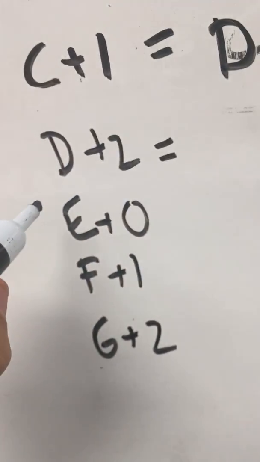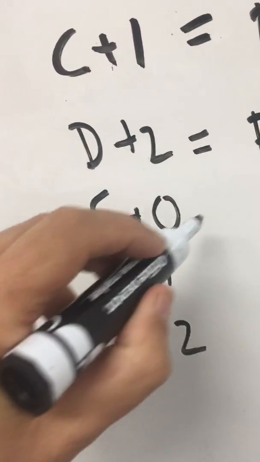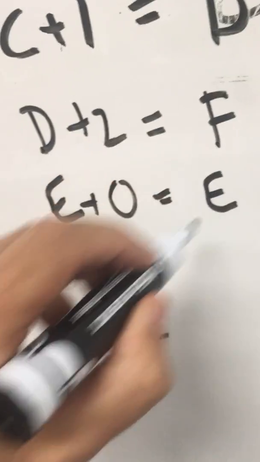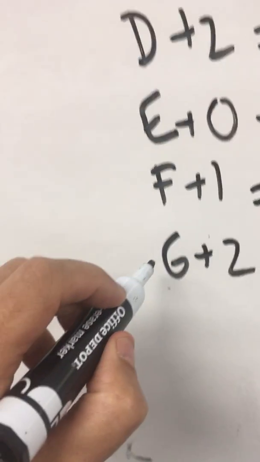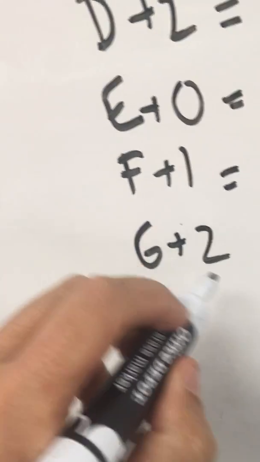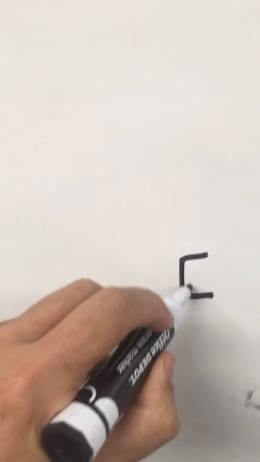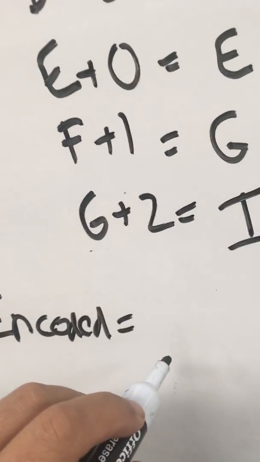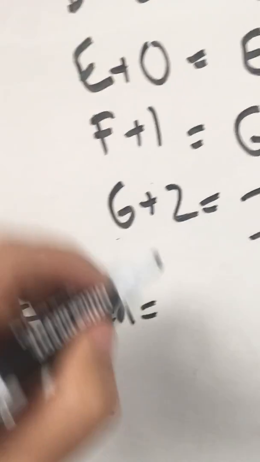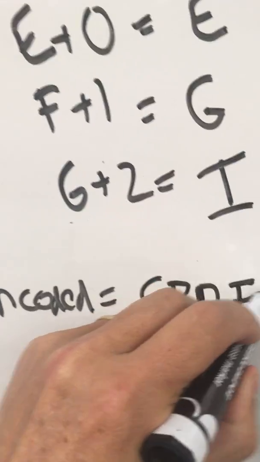So D plus 2 becomes F. E plus 0 becomes E. F plus 1 becomes G, and G plus 2 becomes I. So our encoded message is going to equal C, B, D, F, E, G, I.